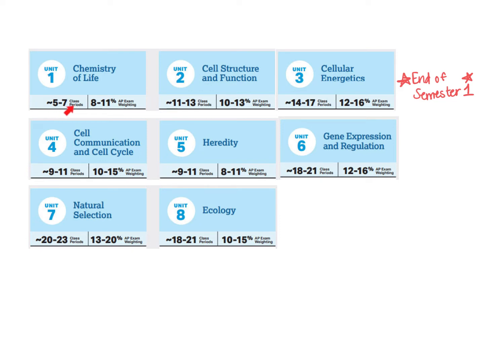They have information here about how many class periods this covers, but this would be based on a 45-minute block. We're 90 minutes, so you would actually divide this time in half. But what I like about this and what's available to you as well is that they tell you the percentage of how much the AP exam is going to be covered by in all of these units. So you could see that Unit 7, Natural Selection, is the beefiest. It is 13 to 20% of the AP exam, where some of the smaller ones like Mendelian genetics and the Chemistry of Life take up a smaller portion of the exam.